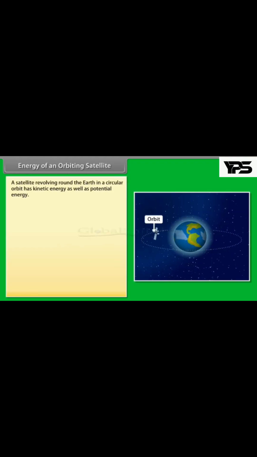Energy of an orbiting satellite. A satellite revolving round the Earth in a circular orbit has kinetic energy as well as potential energy.